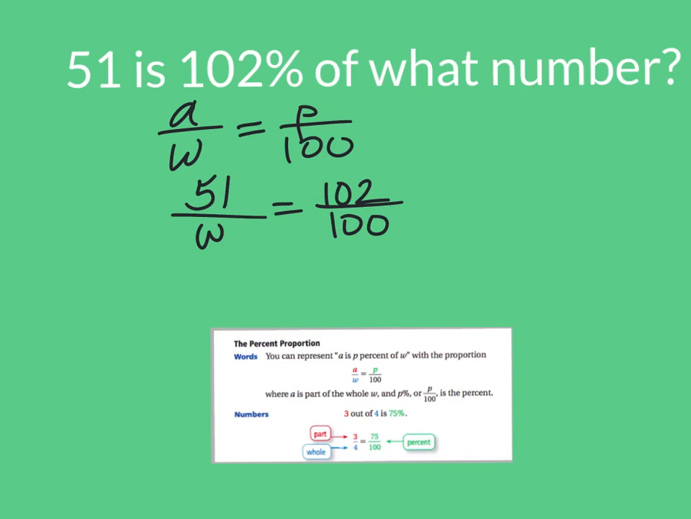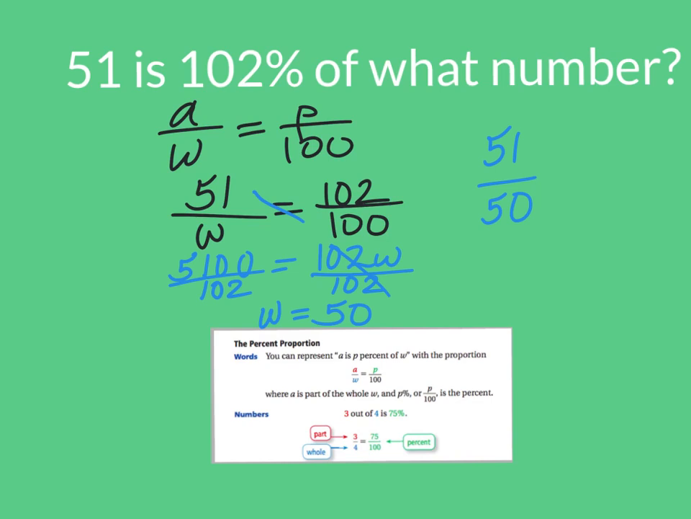Okay. So you might be seeing that 51 is half of 102, so that might help you to know. I'm just going to model the cross products on this one. So if you weren't seeing that, cross products will always work. So 51 times 100, 5,100 equals 102W. And then I need to solve for W, so I'm going to divide both sides by 102. And W equals 50.